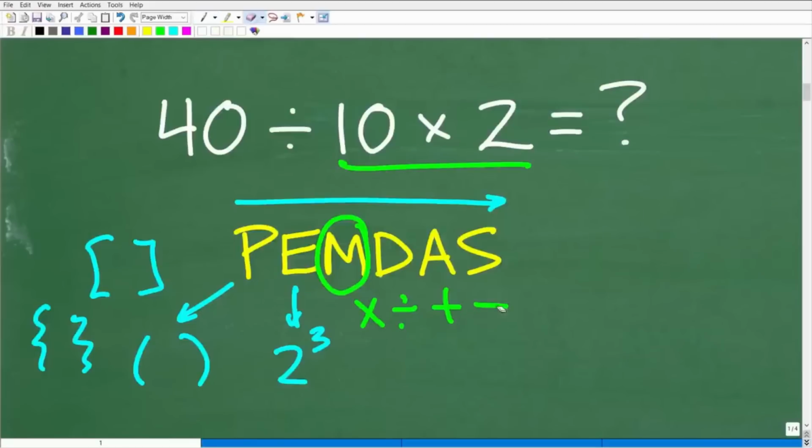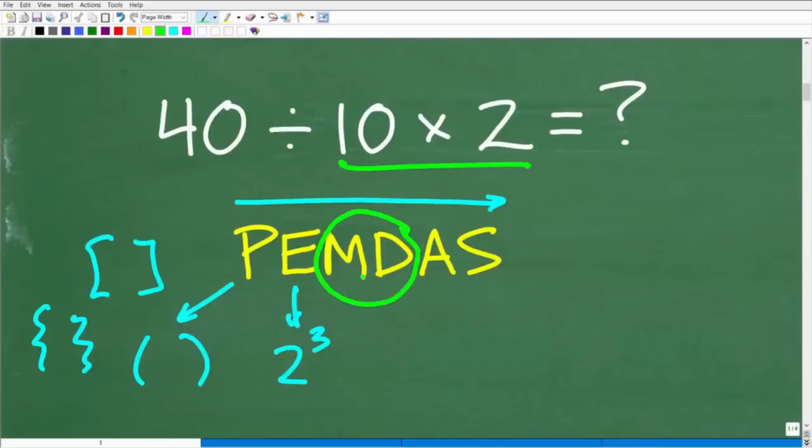So let's go ahead and clear up this very common place of confusion when it comes to the order of operations. So P first, E second. Now, the next thing on this checklist is M and D, okay?